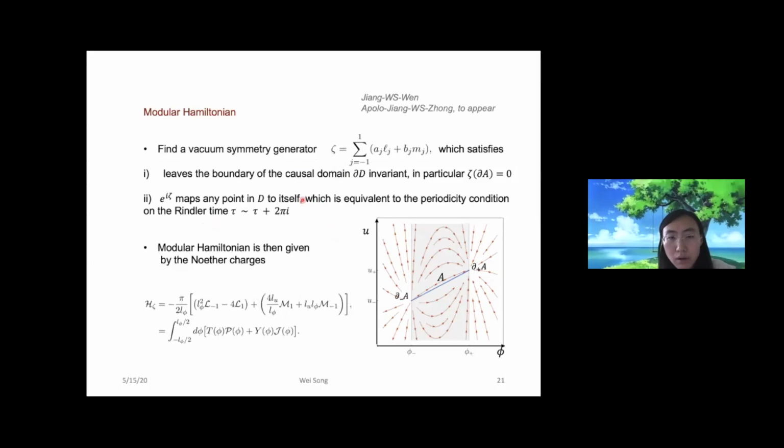By these two properties. First, we know that it has to be a symmetry of the vacuum. So it can be written as a linear combination of these six Poincaré generators. And we further require this generator to leave this causal domain invariant, and in particular leave this endpoint as a fixed point. And then that will fix some of these six coefficients here.